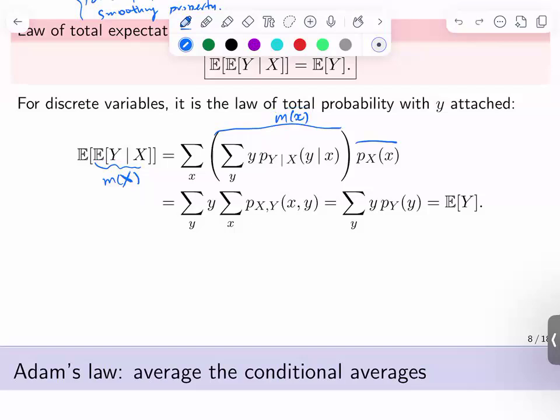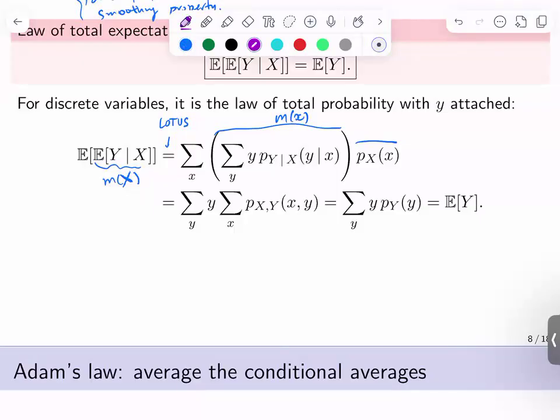So this is really the law of the unconscious statistician, plus the definition of conditional expectation.